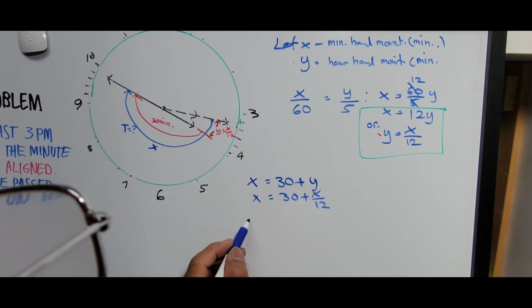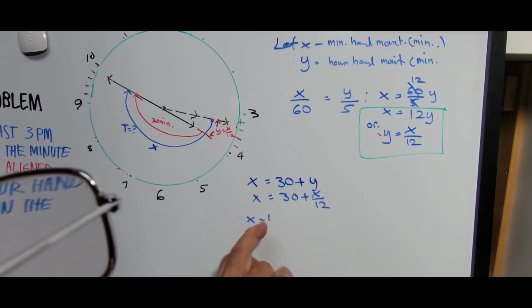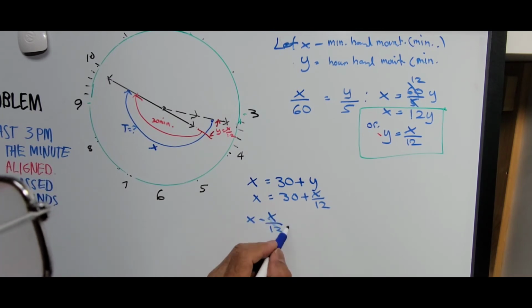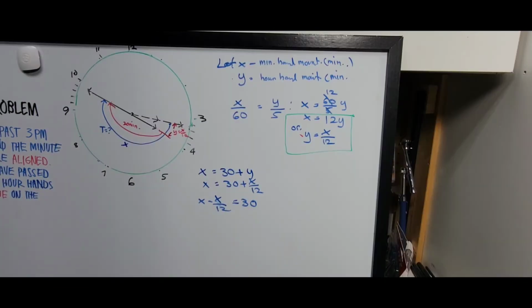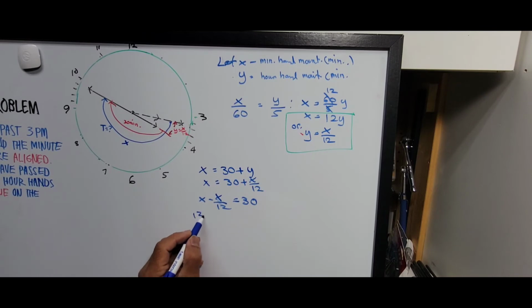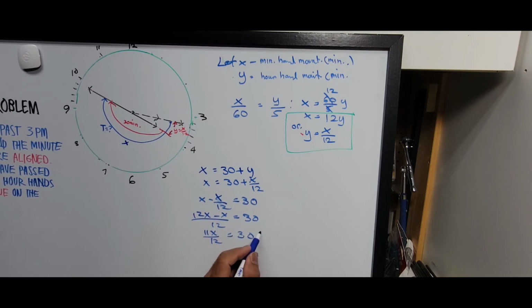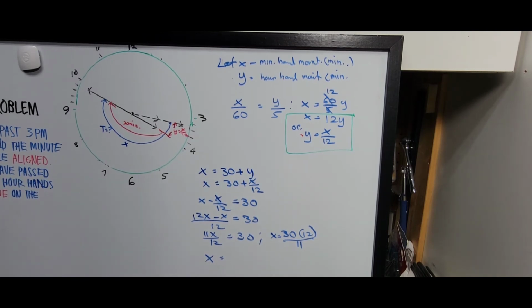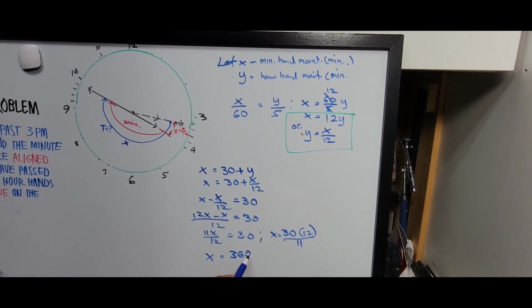So simplify that. So x minus x over 12 equals 30. So from here we can solve the value of x, right? So 12x minus x all over 12 equals 30. Well, all we have to do is simplify. So that's 11x over 12 equals 30. And x is equal to 30 times 12 divided by 11. So x is equal to how much? So 30 times 12 is 360 divided by 11.